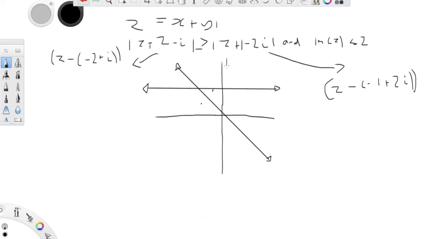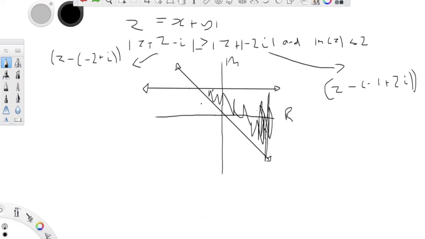So what does this mean? It means that the locus needs to be on this side of the bisector and also below this line. So this locus just refers to the area shaded in here. Oh, that's kind of messy. Let me redo that. This area in here.